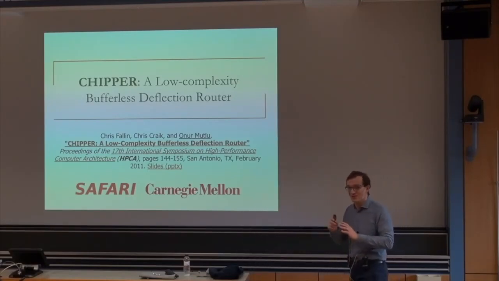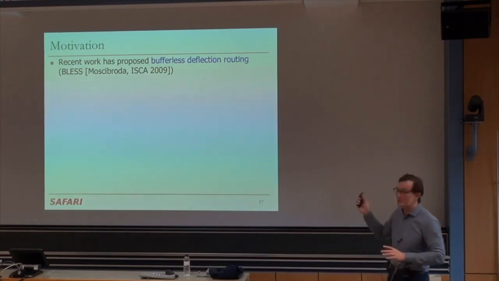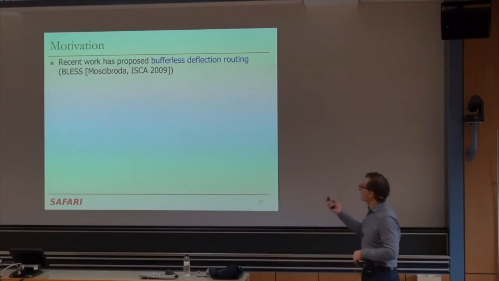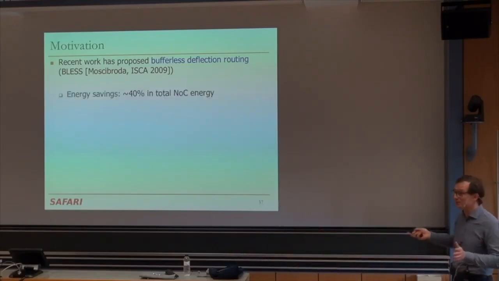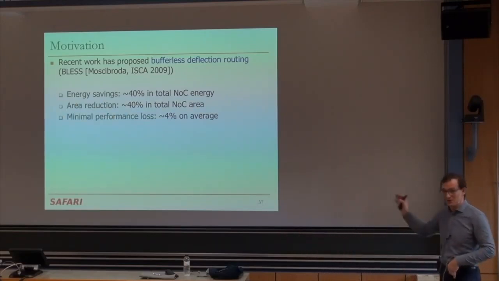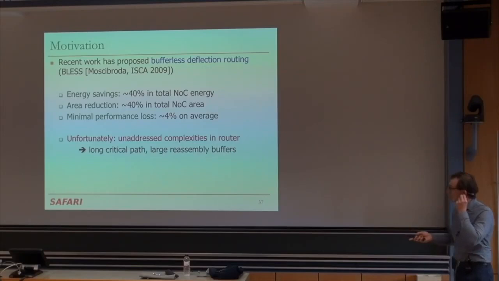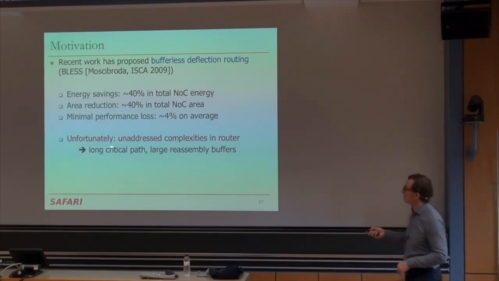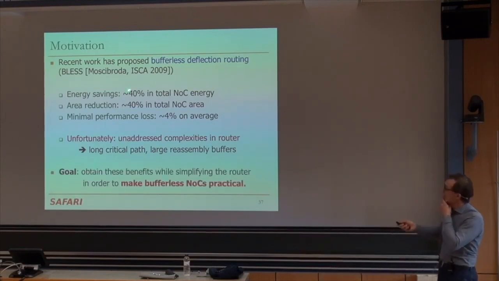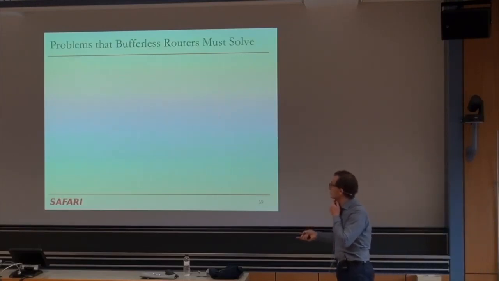That's why we were actually the first ones to discover that the router actually becomes even more complex when you don't have buffers. And that was actually interesting because in the first paper we assumed that the router is actually going to become more simple. But it actually becomes more complex, as we will discuss. Okay, so we've already discussed this. We've already seen significant potential for bufferless routing, significant area reduction, minimal performance loss with real workloads, not with intensive patterns. Unfortunately, there are unaddressed complexities in the router. It turns out this complexity in the router is at least a long critical path and large reassembly buffers, as we've discussed. So we're going to get rid of that. Now, basically, we'd like to obtain the benefits as much as possible while simplifying the routers as much as possible in order to make bufferless network on chips more practical.